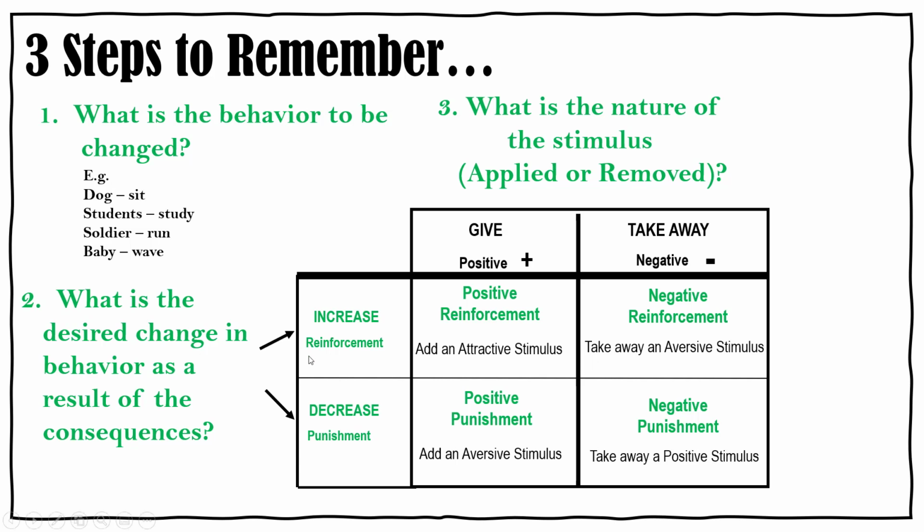If the behavior increases, it's reinforcement. If it decreases, it's punishment. And then you want to look at the nature of the consequence. After the child or the learner engages in the behavior, does something get added or removed? If something gets applied or added, it's positive punishment, and remember, with punishment you're adding an aversive stimulus. Or is something getting removed? That would be negative punishment, in which you're taking away a positive stimulus.